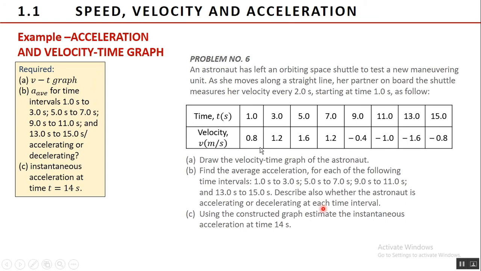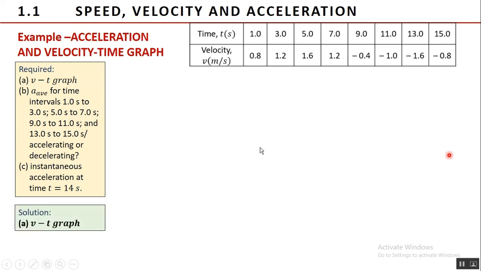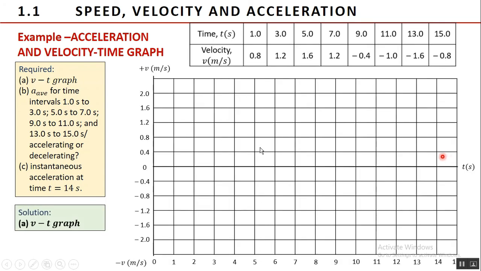We need again a graphing paper to construct the velocity time graph, then plot the velocity of the astronaut at each indicated time. At 1 second, 0.8 meter per second. At 3 second, 1.2 meter per second. At 5 second, 1.6 meter per second. At 7 second, 1.2 meter per second. At 9 second, negative 0.4 meter per second.